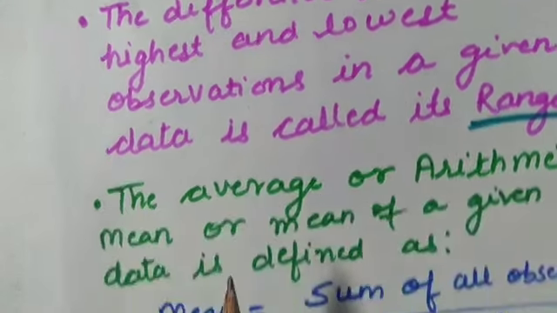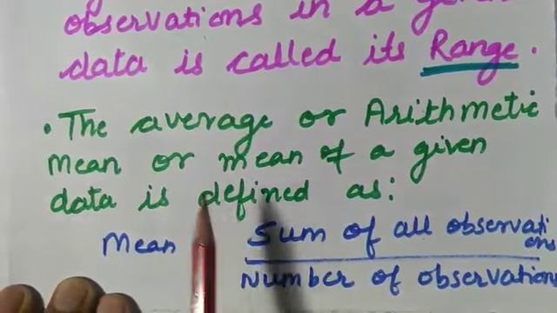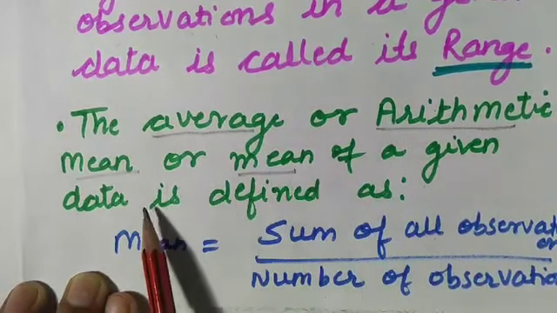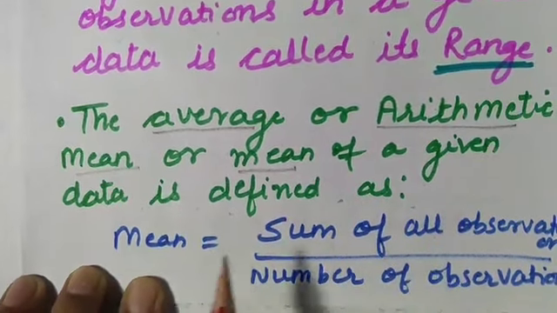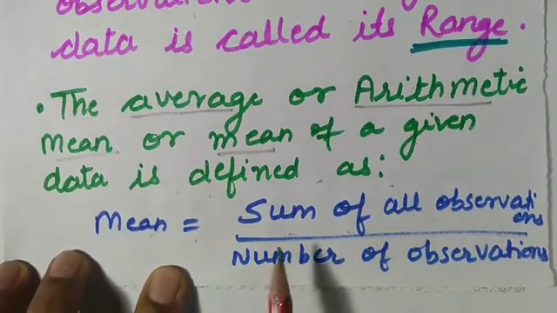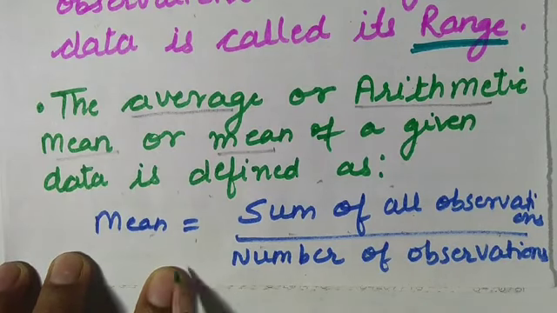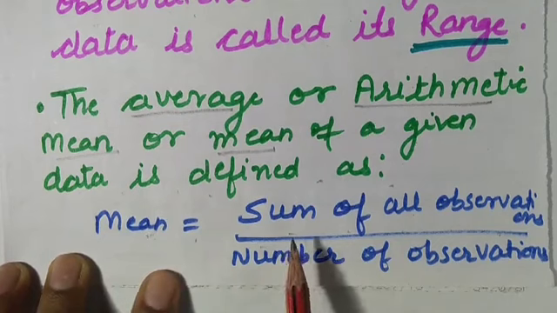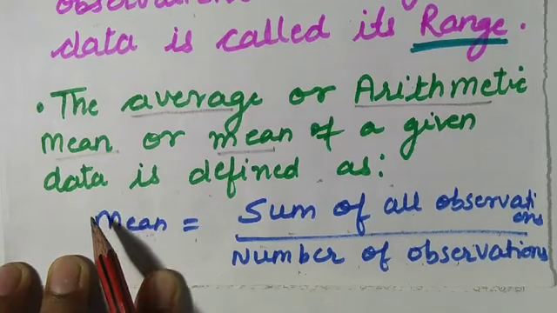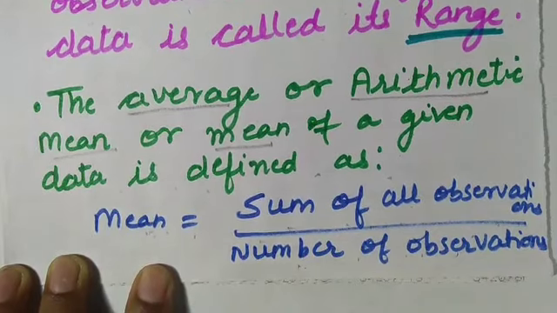The next one is the average, or you can say arithmetic mean, or simply mean. The mean of a given data can be calculated by using the formula: sum of all observations divided by number of observations. This we have learned many times, that is how you calculate the mean. Using this formula you can calculate the mean.